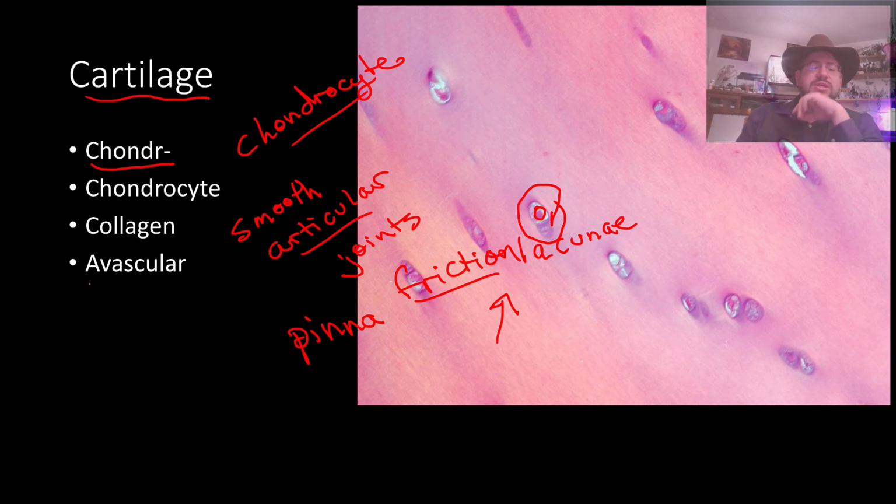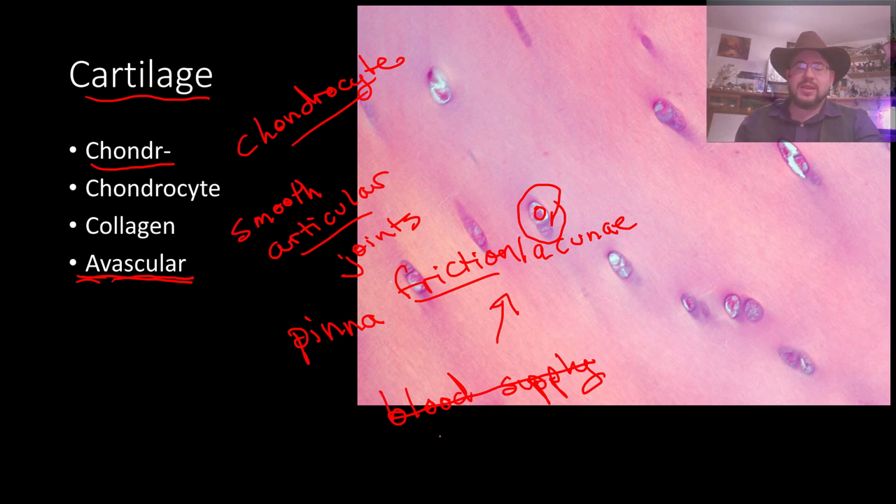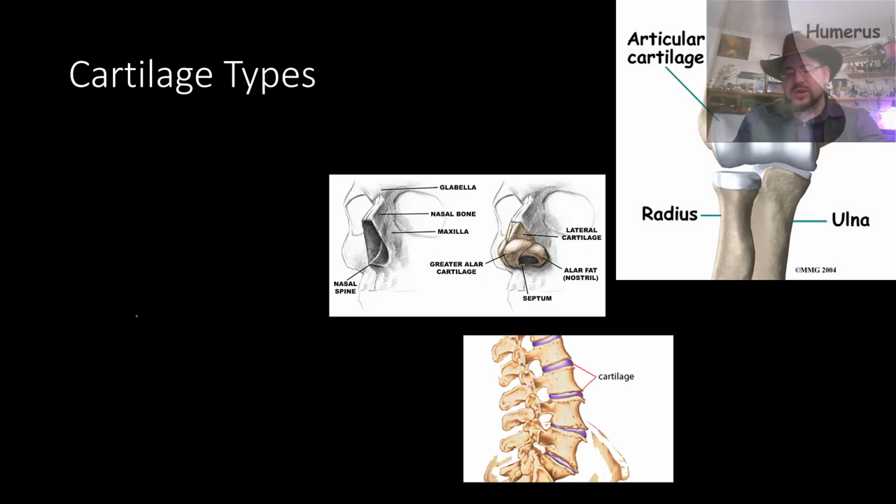Now, all cartilage is avascular. A being the Latin for without, vascular referencing blood supply. So cartilage does not get an active blood supply. No active blood supply. And that means that these cells don't get a ton of nutrients, right? You can see there's no blood vessels in that image. So, as I said, smooth, reduce friction.